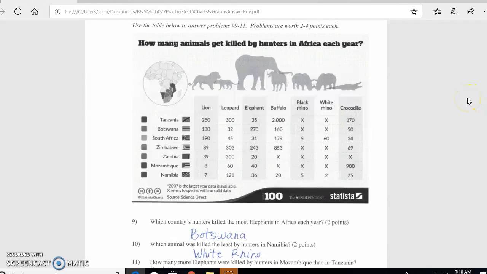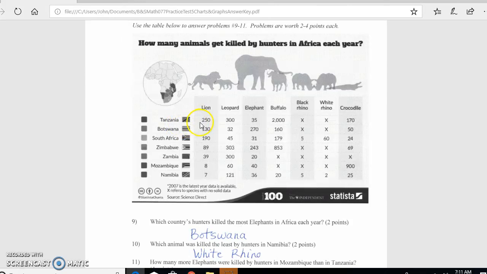This is the practice test for charts and graphs, and here we're looking at questions number 9 through 11. The questions will be answered from this chart, and we see at the top of the chart how many animals get killed by hunters in Africa each year. And then on the left-hand column here, we have the different countries. And then as we go across each row, we have the number of animals that were killed in that country each year, the different types of animals.